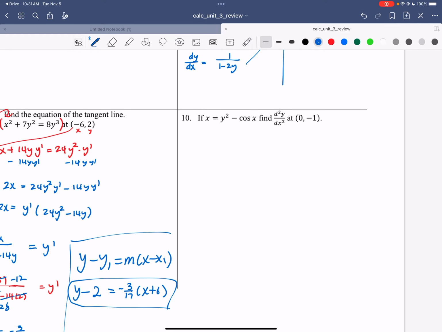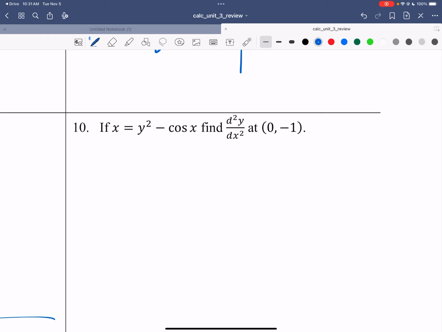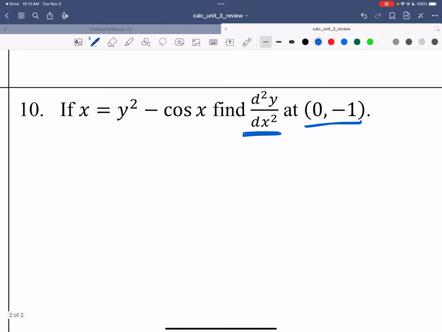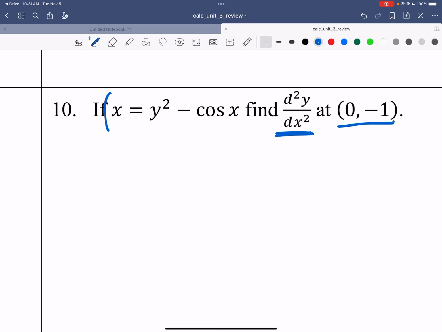Question number 10. Find the second derivative at this point. So you want to differentiate twice and then you plug in. That's it. Well, let's do it. So when I differentiate it, you're going to get 1 equals 2y dy.